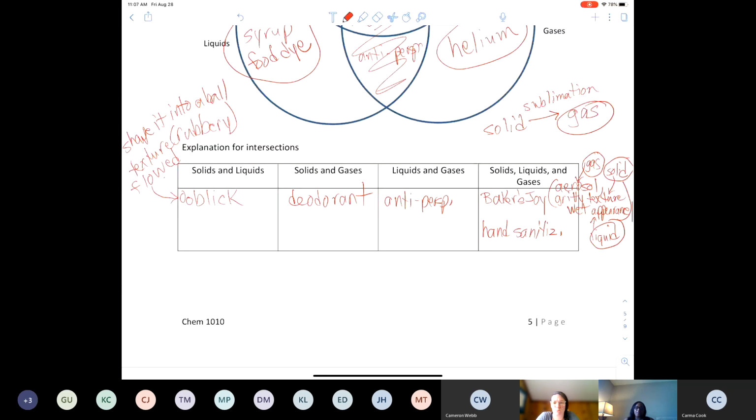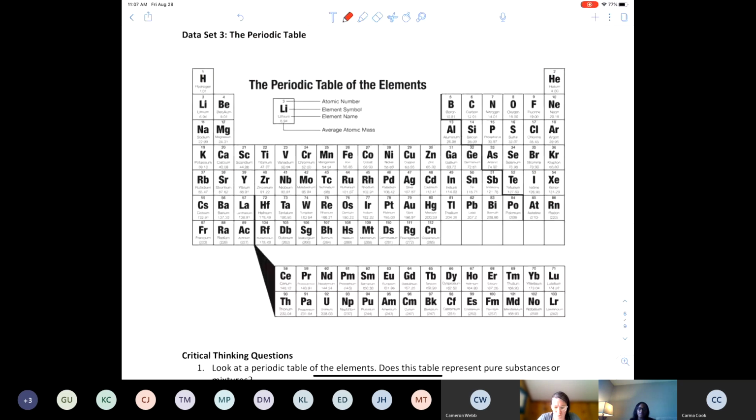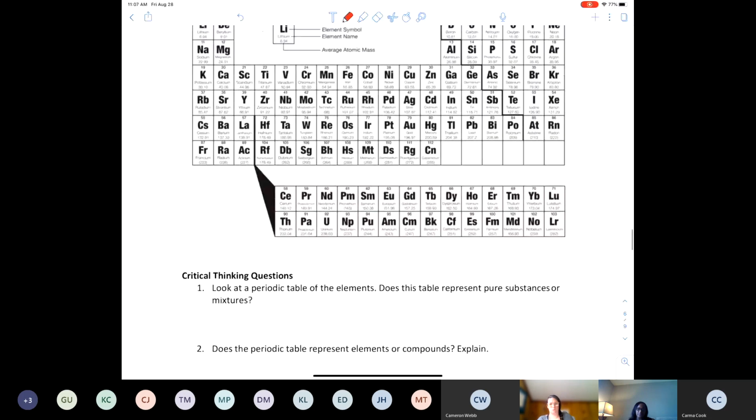So now for data set 3, there's no video required to complete data set 3. You need to use this periodic table that's provided for you to answer the questions.